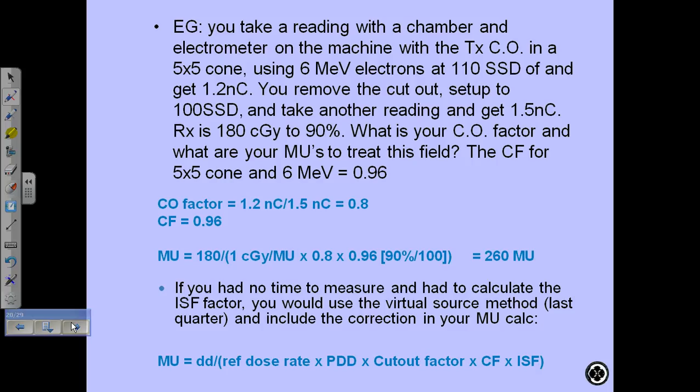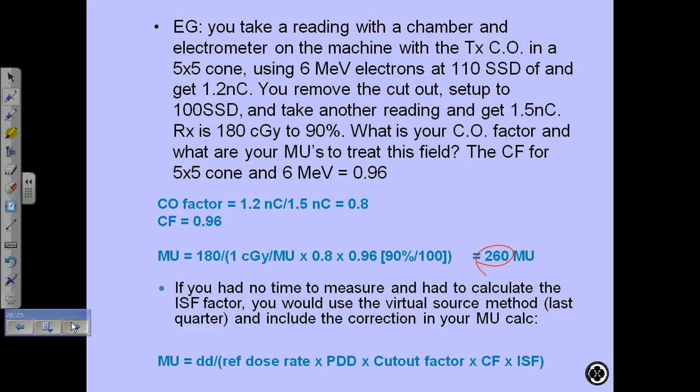Whenever you do an MU calculation, always look at this number and say, does that make sense? For electrons, this number is typically going to be pretty close to the dose because your cutout factors are really close to 1, your cone factors are really close to 1. When they're going to be different than the dose: extended SSD, definitely it's going to be different than the dose, and if your cutout is really small.